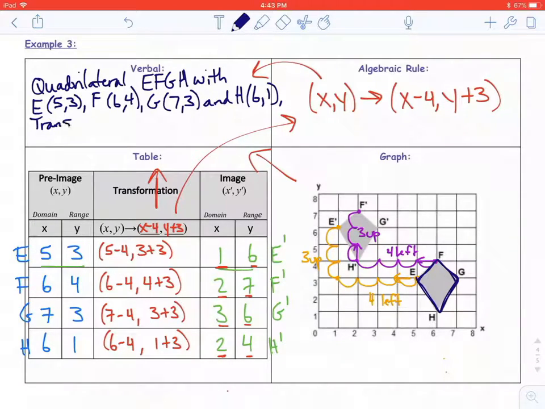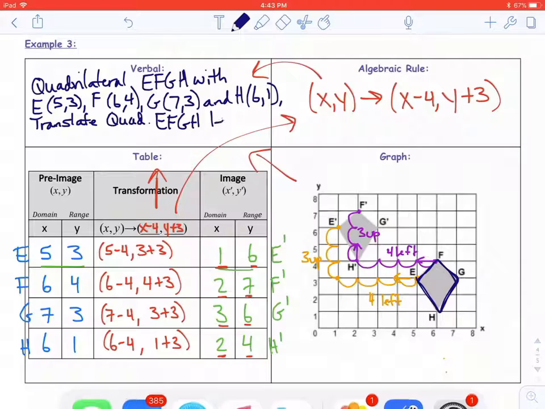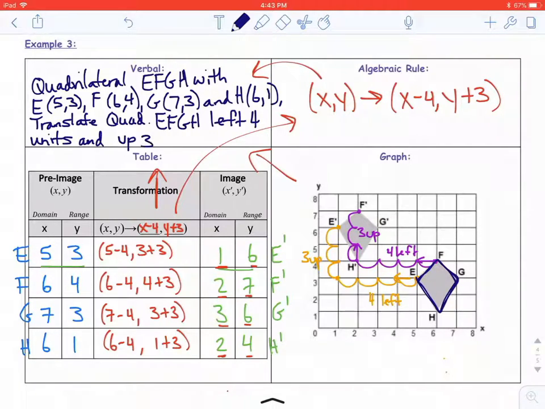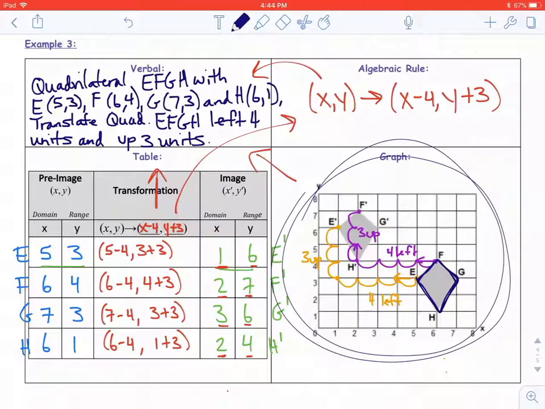we want to say translate quadrilateral EFGH left 4 units and up 3 units. All right, so once again, given some form of this information, so this time it was our graph, we were able to fill out all 4 parts.